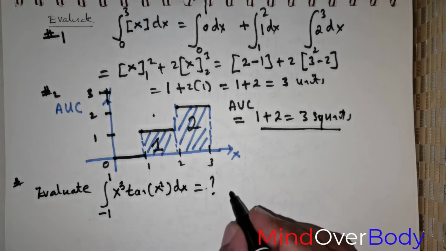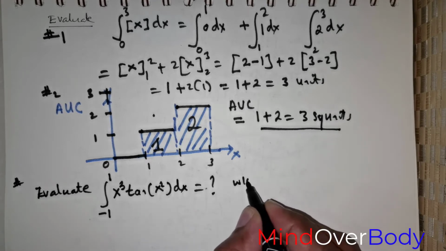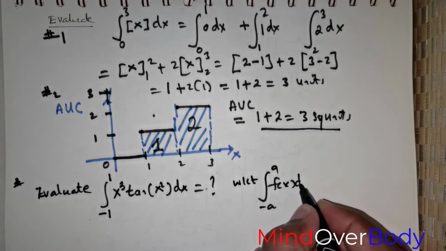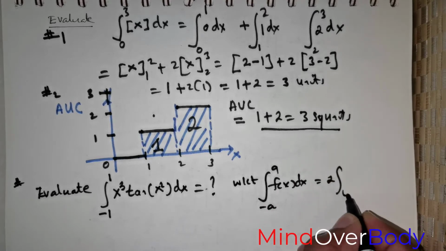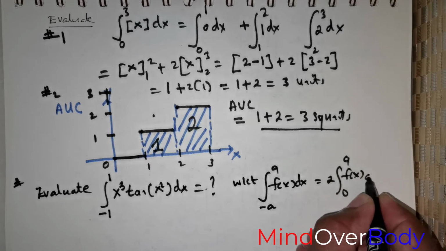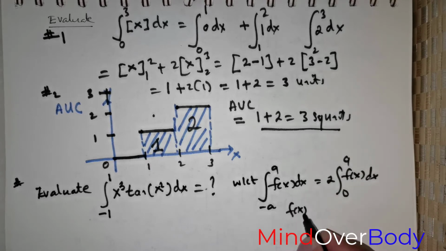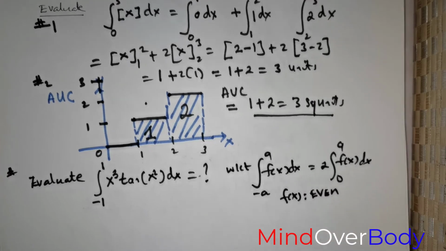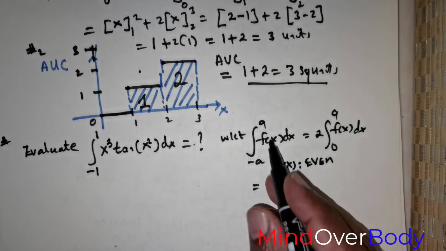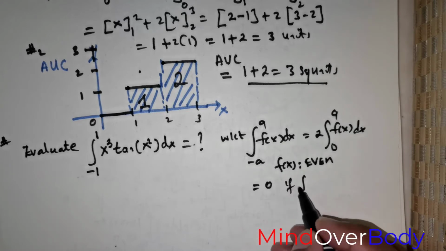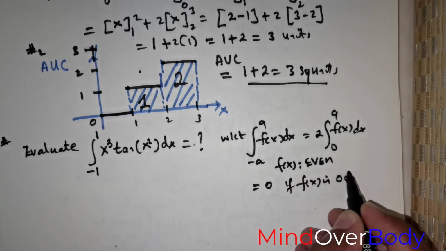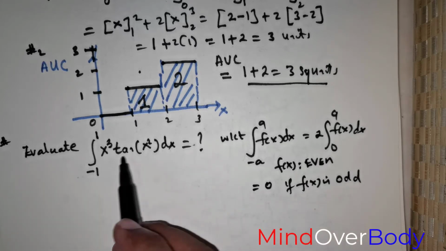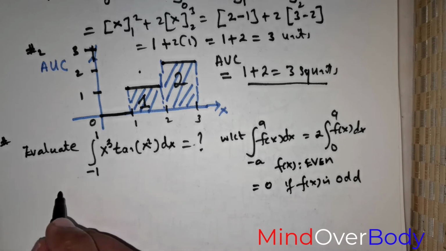So we have a property. What is the property? We know that the integral from -a to a of f of x dx is equal to 2 times the integral from 0 to a of f of x dx when f of x is an even function. On the other hand, this is equal to 0 if f of x is an odd function, right? So the question comes here, is this even or odd? So we need to make the decision here.